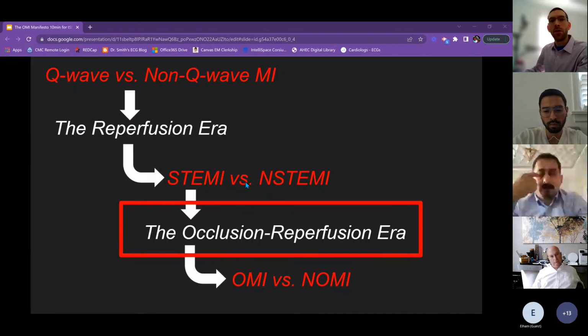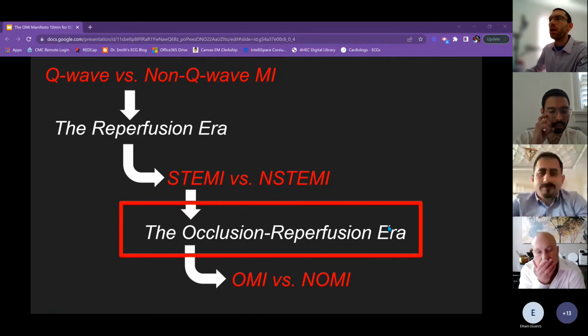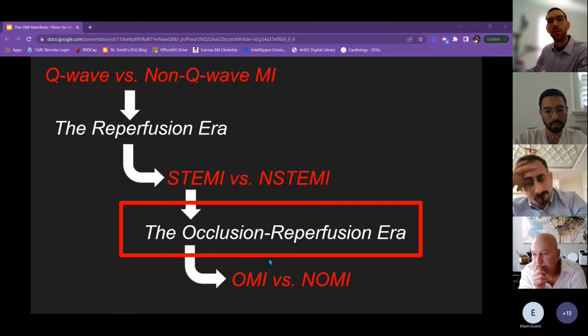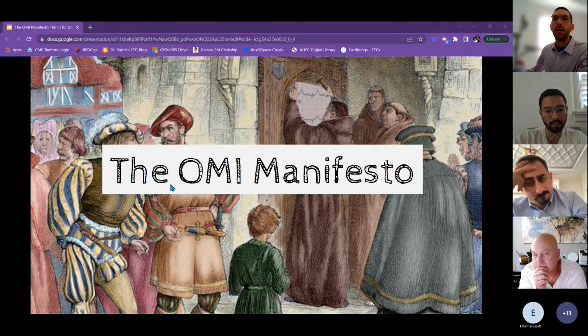But my point is, I think we're already in the occlusion reperfusion era, albeit in the very beginning. And I hope that this will help us move past the STEMI paradigm to the OMI paradigm, where we can really focus on what we actually care about, which is finding the patients with acute coronary artery occlusion and opening that up so we can save their heart and save their lives. And that idea is what I call the OMI Manifesto.